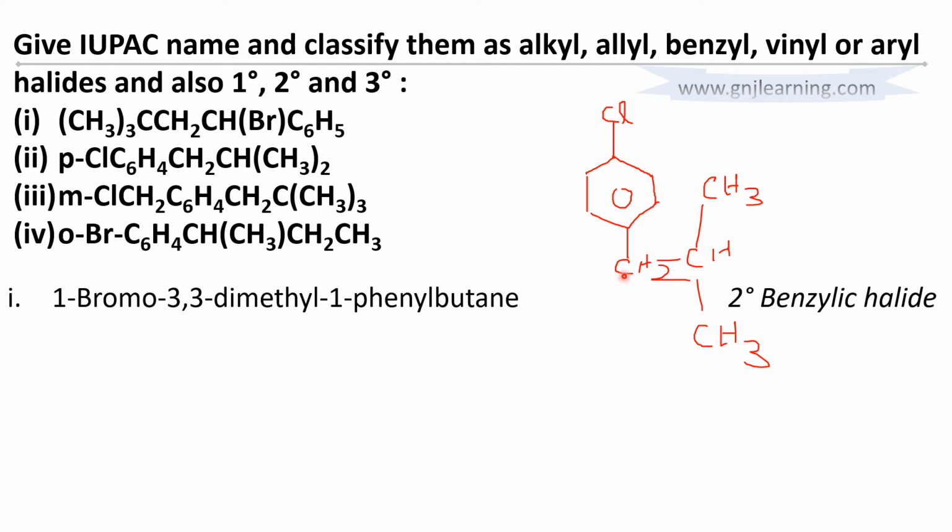This is the longest chain of the branch, 1, 2, 3. You have to start with the carbon that is attached to the benzene. Longest chain starting from here, 1, 2, 3, and on the second carbon we have a methyl. So 2-methylpropyl, 3 carbon atoms, so it is propyl, 2-methylpropylbenzene. Clear? And the Cl is attached to benzene, so it is an aryl halide.